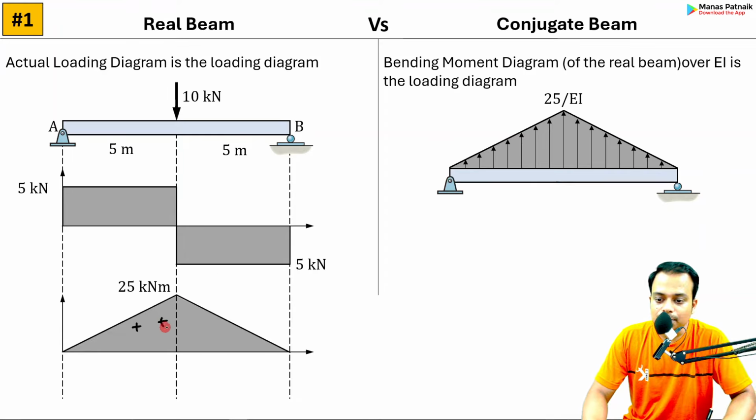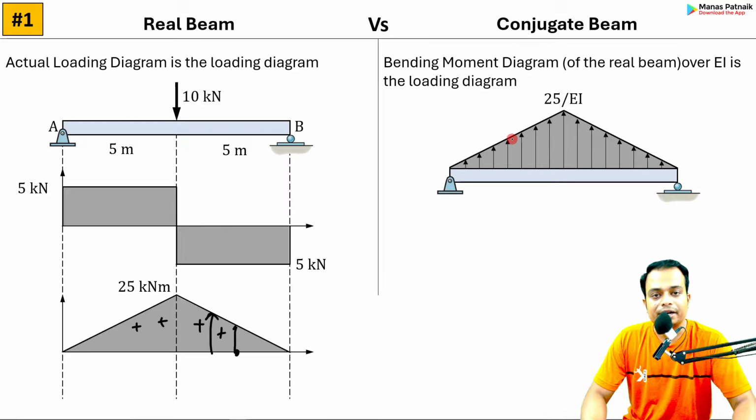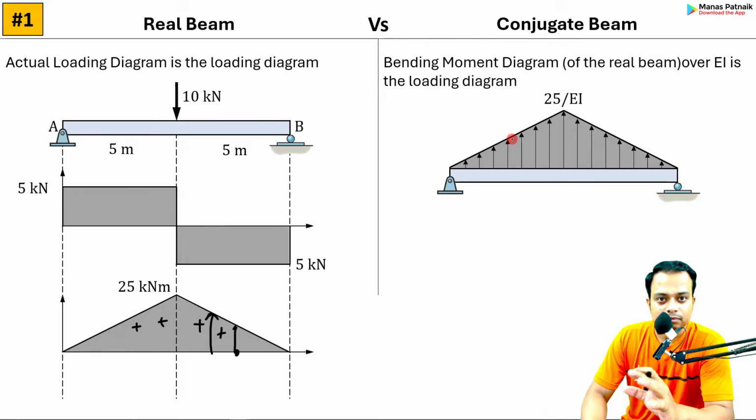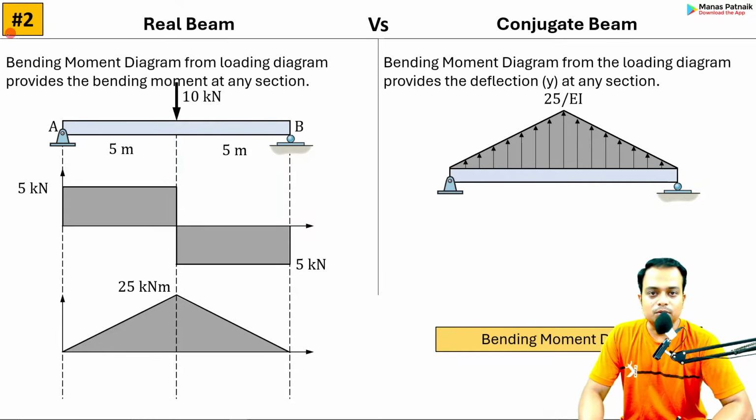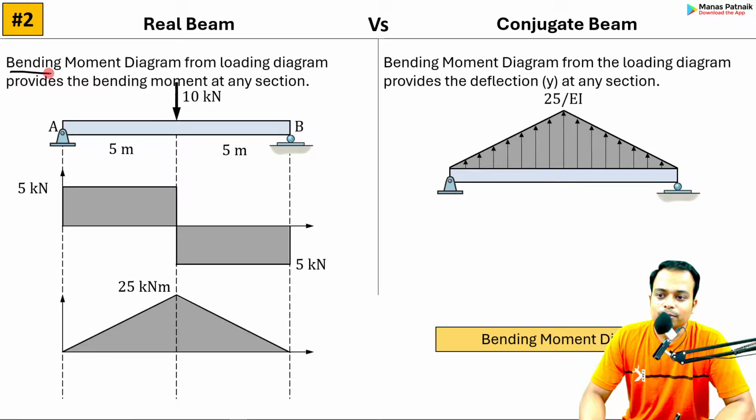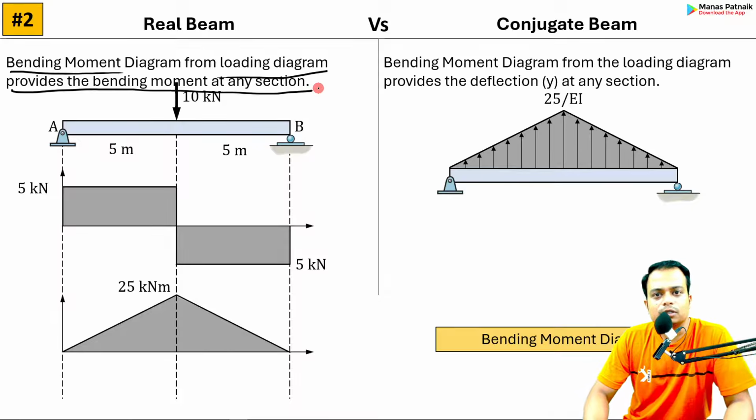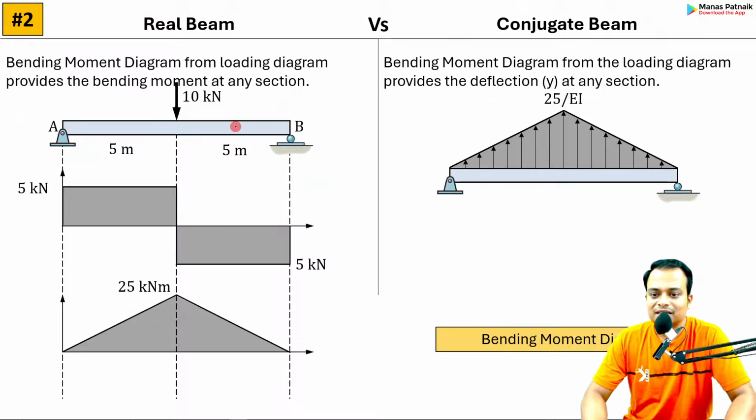Since all of these are positive values, here the value is positive, here the value is positive, that's why the arrows are pointed in the upward direction. So far so good. Okay, now point number 2, please note, bending moment diagram from the loading diagram provides the bending moment at any section. You know this. Let's say you are making bending moment at this very point. This is the value of that bending moment.